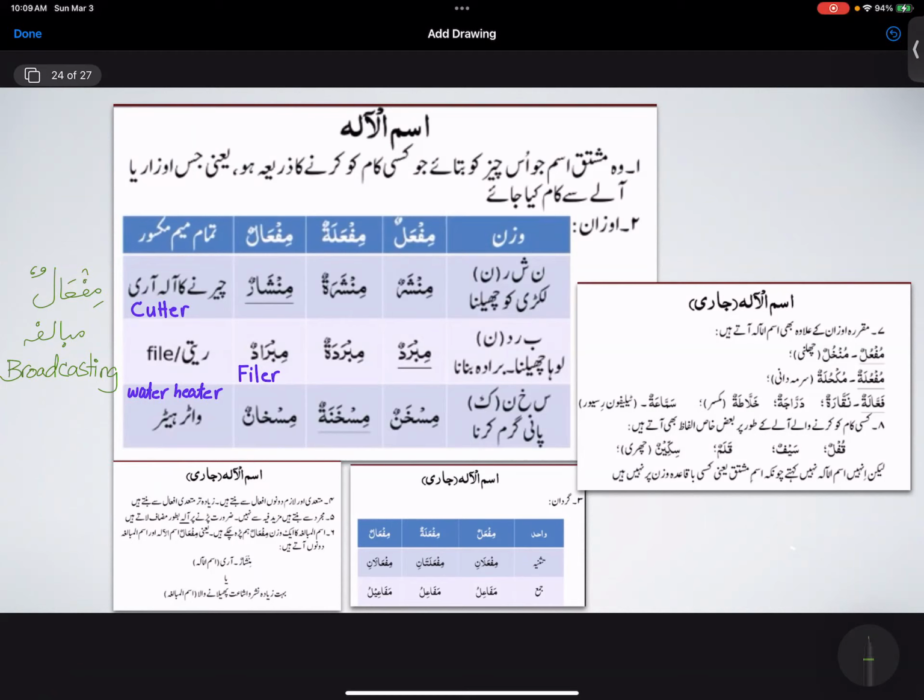For example, we have the word qalam. We say qalamun. What is qalam? Pen. Tool to write. Yeah, exactly, tool to write. But is it from any pattern that we are learning as a tool?